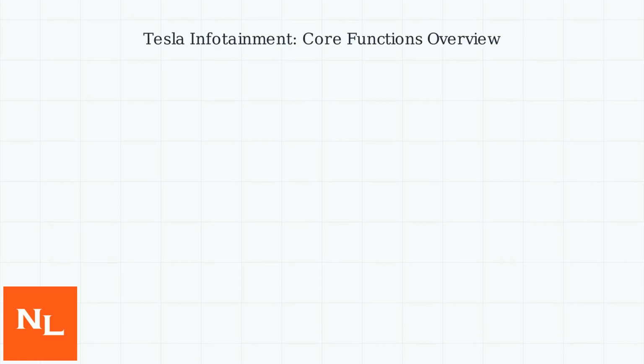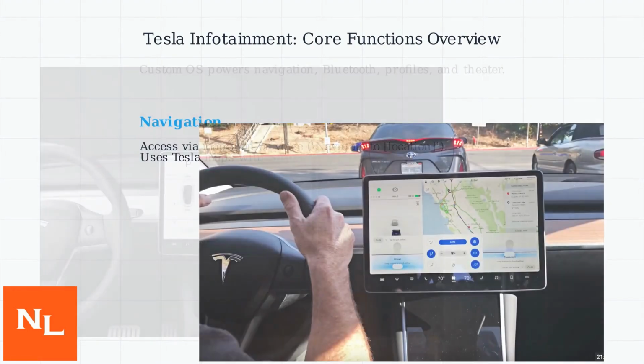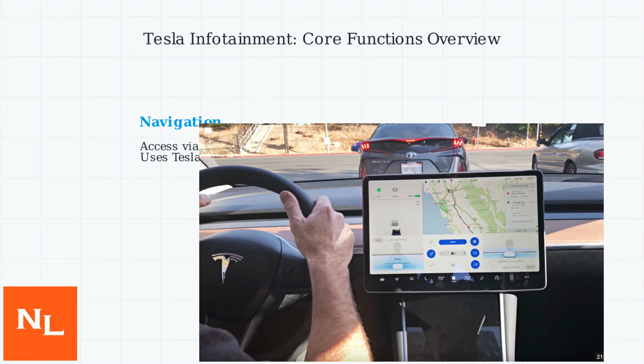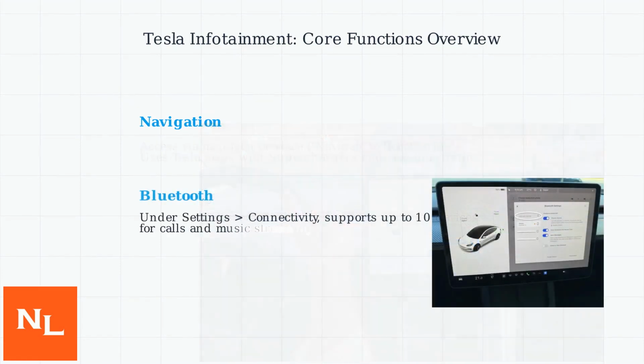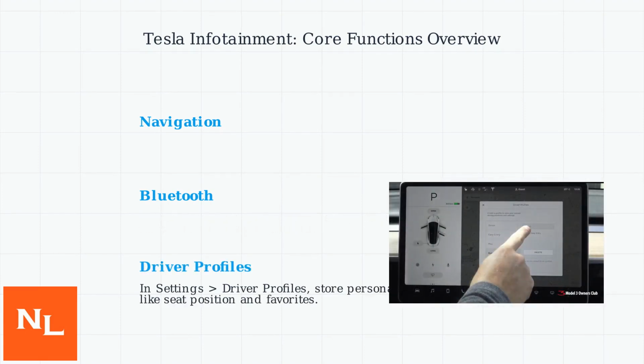Tesla's infotainment system, running on its custom OS, powers key vehicle functions. Navigation is accessed via the map icon or voice command, using Tesla's maps with supercharger locations and real-time traffic data. Bluetooth, found under Settings, Connectivity, supports up to 10 devices for calls and music. Driver profiles. In Settings, driver profiles store personalized settings.